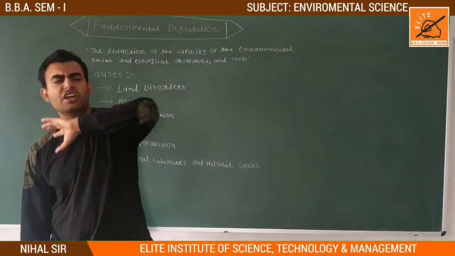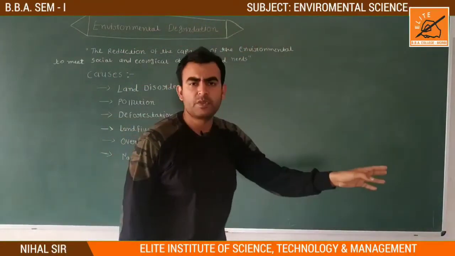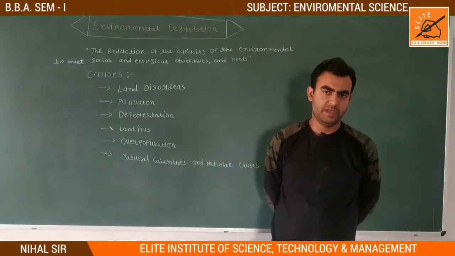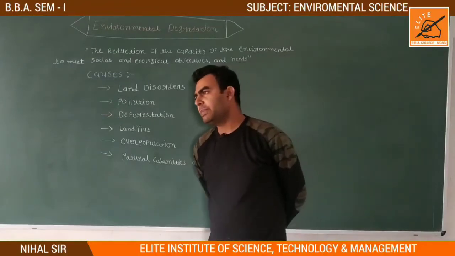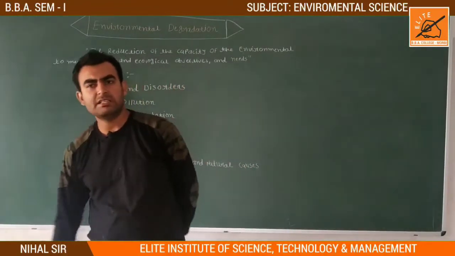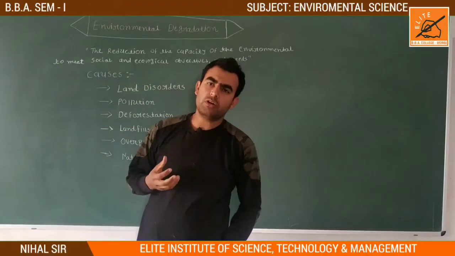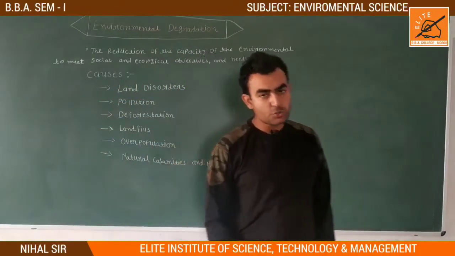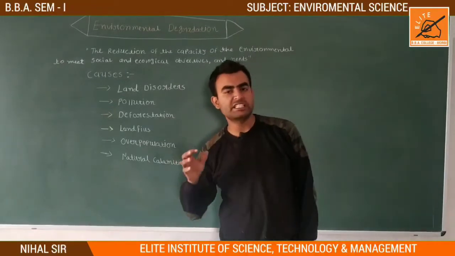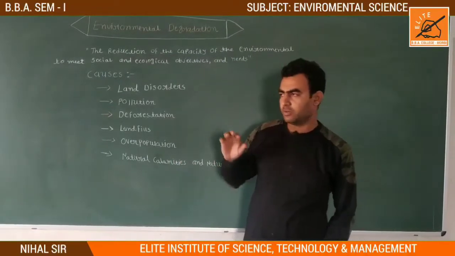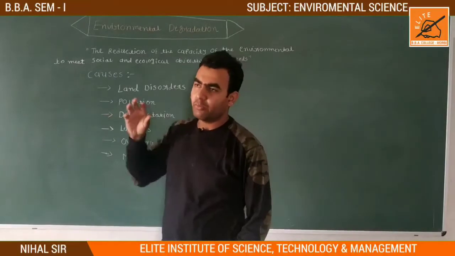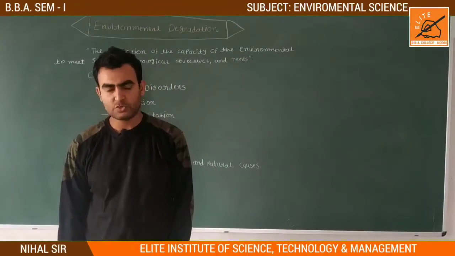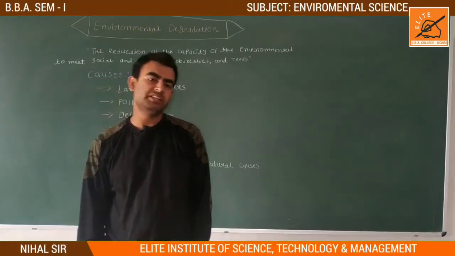There are different ways of degradation of the environment. Why do people do this kind of activity? To fulfill their needs, to fulfill social needs, they are doing this kind of degradation. They are polluting, they are creating pollution in society and in the environment. So it comes under environmental degradation.